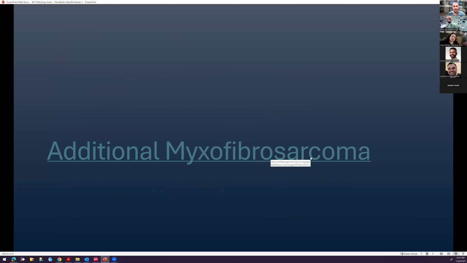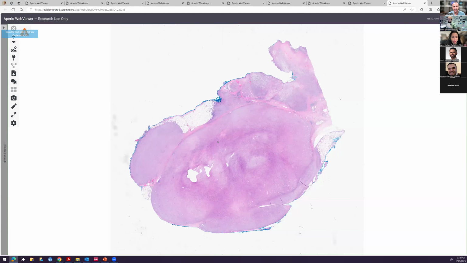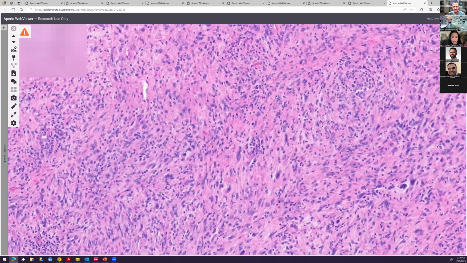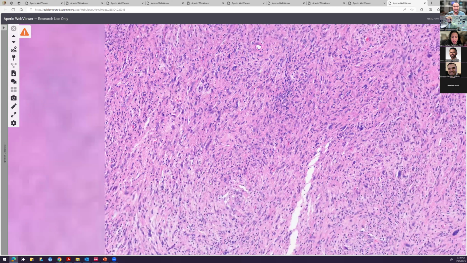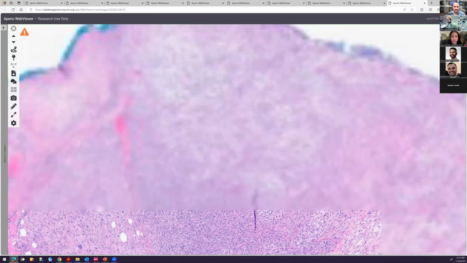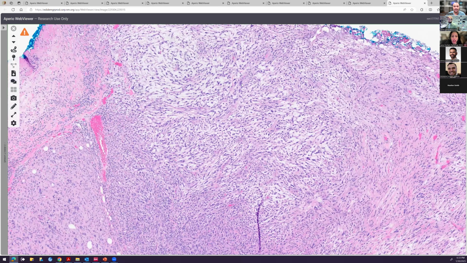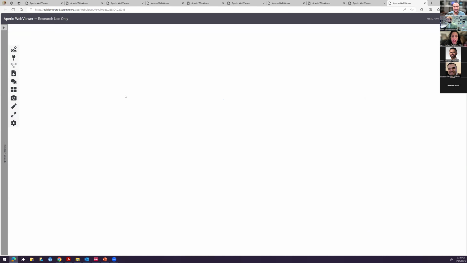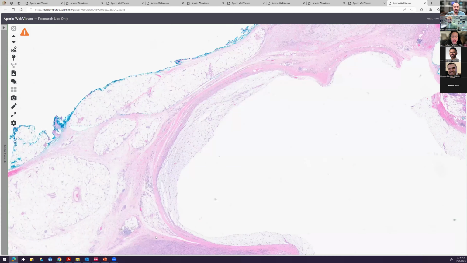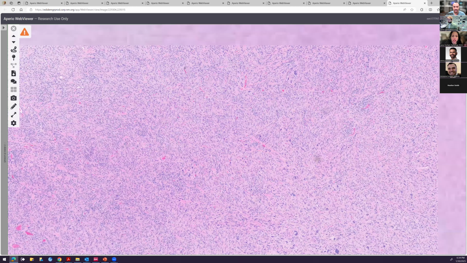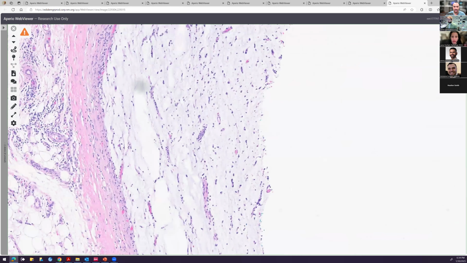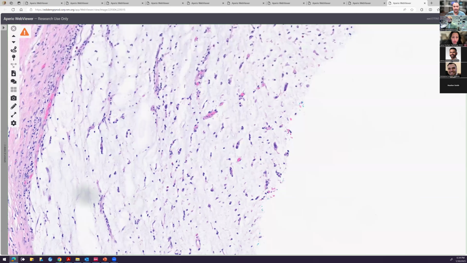So I think I have a couple more. This is another one. I think both of these are from the same case. You can see this is a high-grade example, basically a high-grade pleomorphic sarcoma, right? And if you go to the background over here, you start to see some of that background myxofibrosarcoma area. Here's another one from this same case, which again, a lot of it shows this high-grade pleomorphic sarcoma. And then there's this focus here that shows what looks to be a low-grade myxofibrosarcoma.